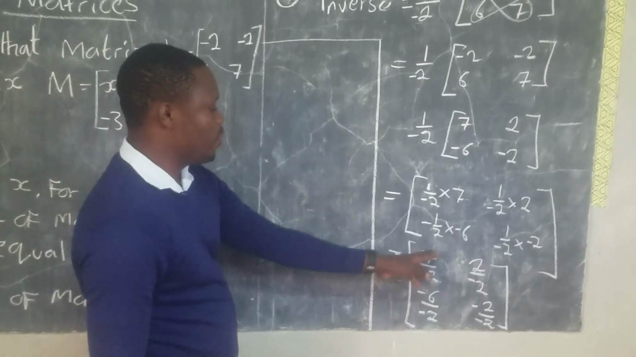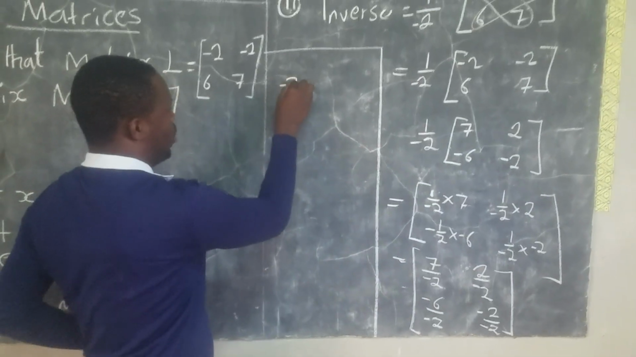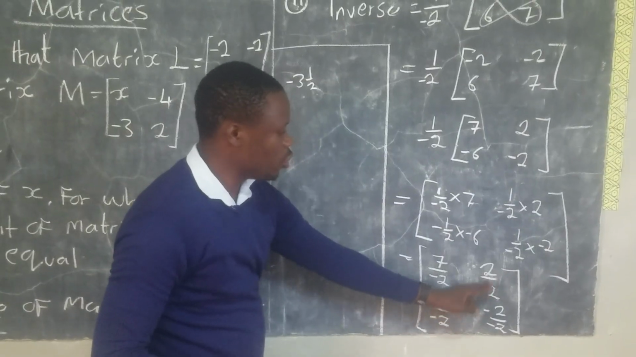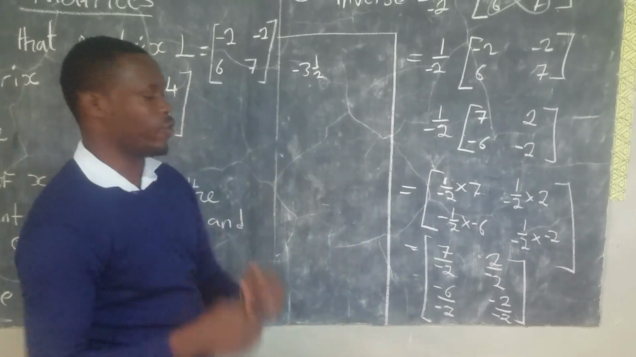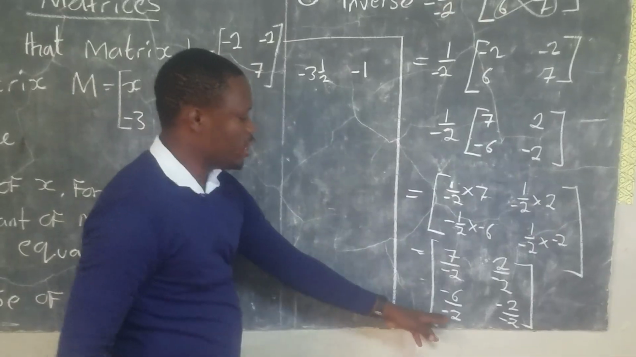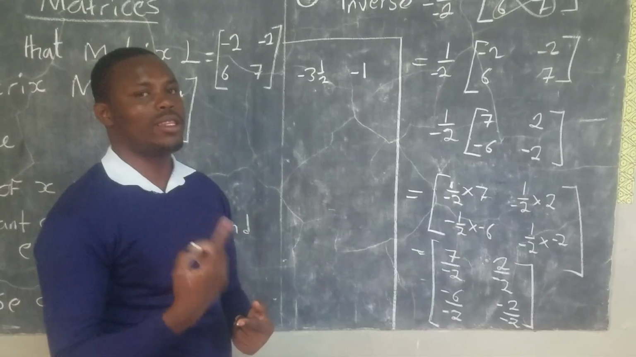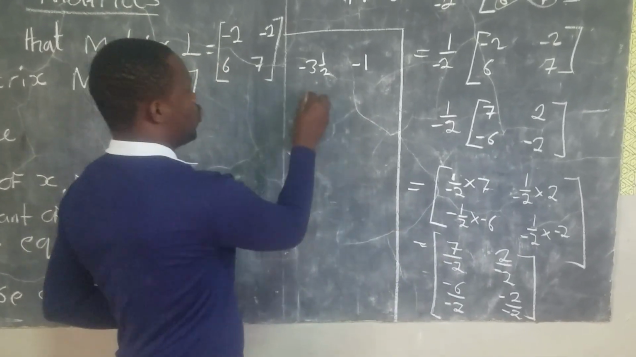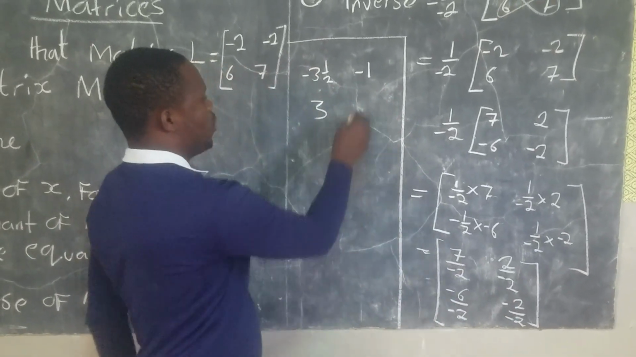If I simplify this part, 7 divided by negative 2, you're going to get negative 3 1 over 2. Then negative 2 into positive 2: if you divide different signs, you're going to get a negative answer, so it will be negative 1. Negative 2 into negative 6: if you divide same signs, you're going to get a positive answer, so it will be positive 3. Then negative 2 into negative 2, the answer will be positive 1.